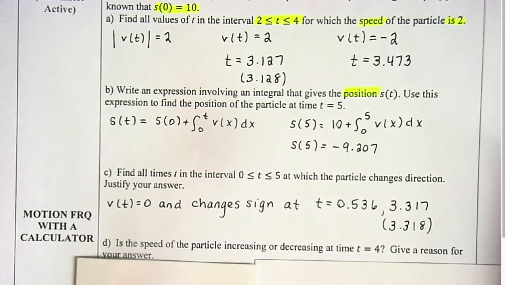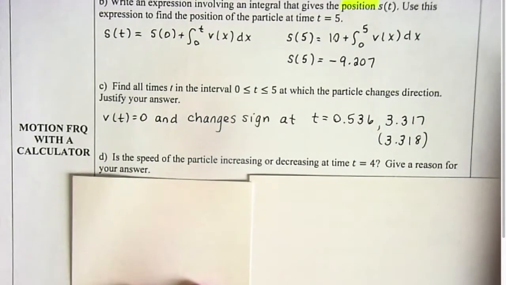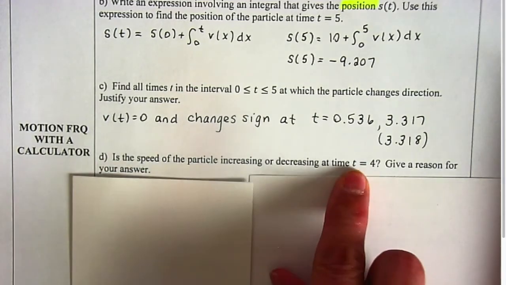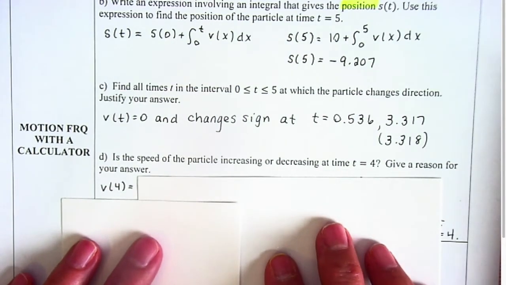In part D, I'm asked if the speed of the particle is increasing or decreasing, and what we know is speed is increasing if velocity and acceleration have the same sign, and decreasing if they're different. So I just need to find that information. My time in question is t equals 4. So I have to find my velocity at 4.